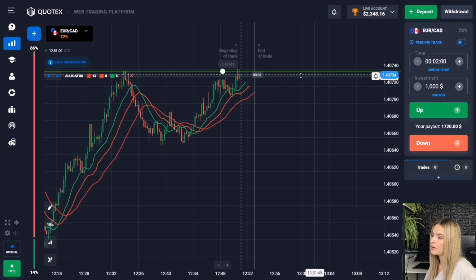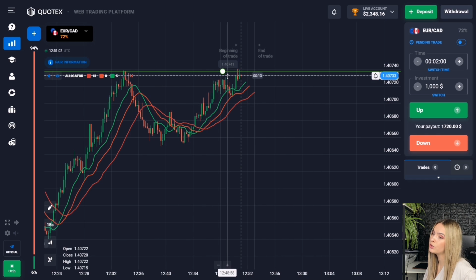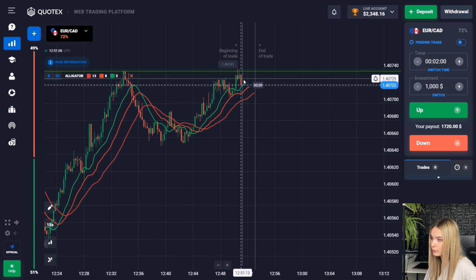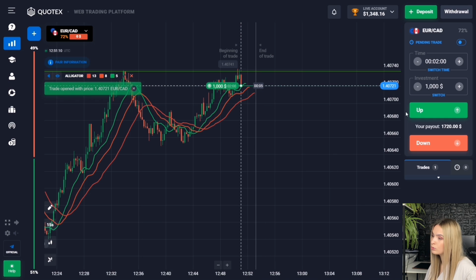Here at the top we have a resistance level. We also see that after the rollback the price came up to our level and got into the pro-trading zone. There is a kind of compression. We will open a deal here for 2 minutes to go up.